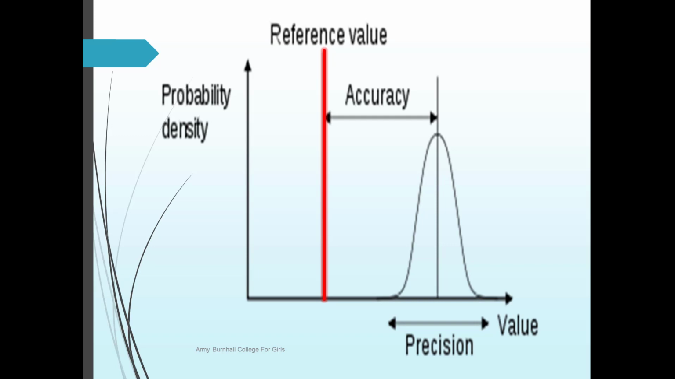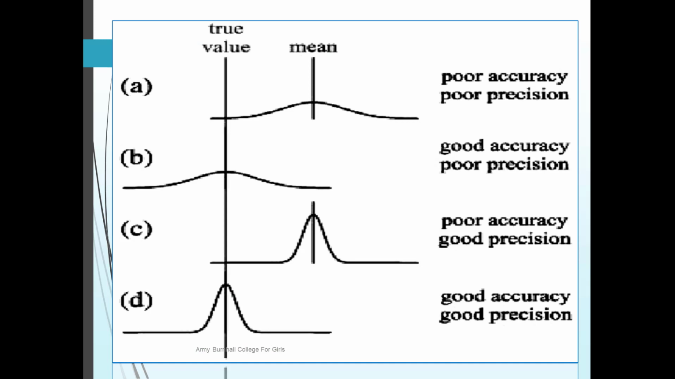If this red line is closer to this graph, then it will give you accuracy. And if this graph is narrow, it means the values are lying close together. This will give you precision. If the graph is narrow, that indicates precision, values close to each other. But if this graph is lying on this red line, that will show accuracy.